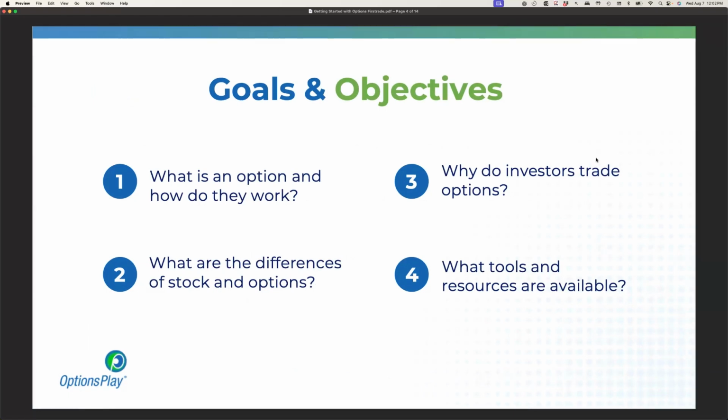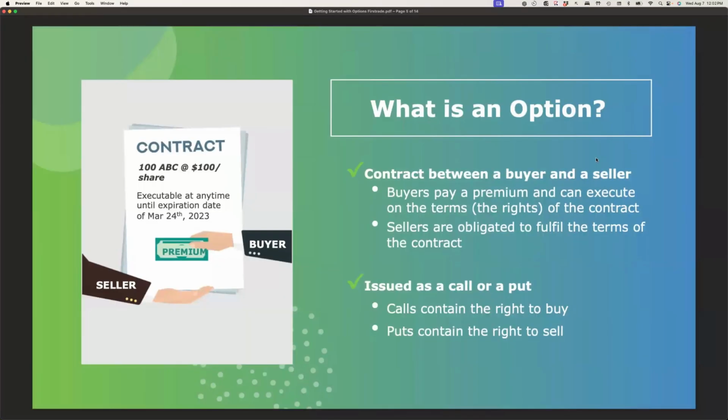So during today's session, we have four objectives. We want to first help you understand what is an option, how do they work, what are the differences between stocks and options, why do investors trade options, and what tools and resources are available to you to help you start your journey. Okay, so let's start off by just helping everyone understand who's interested in trading options.